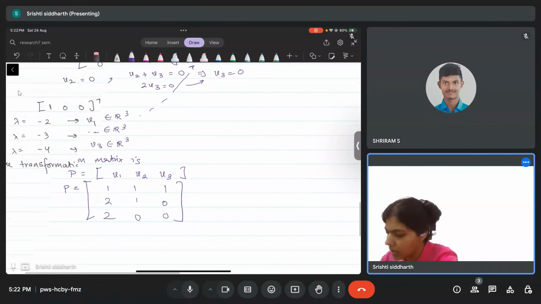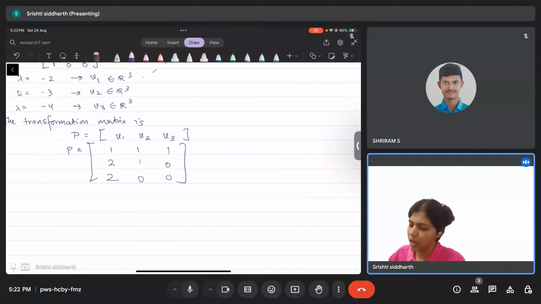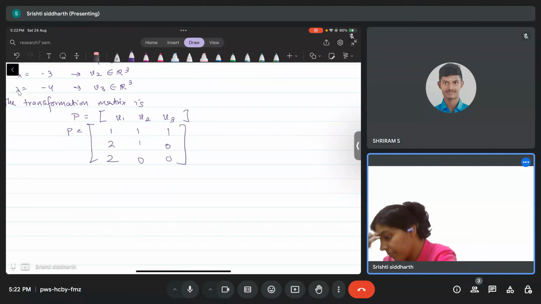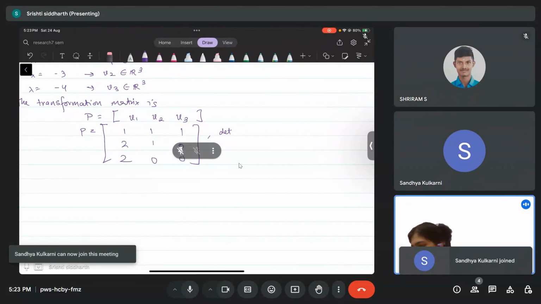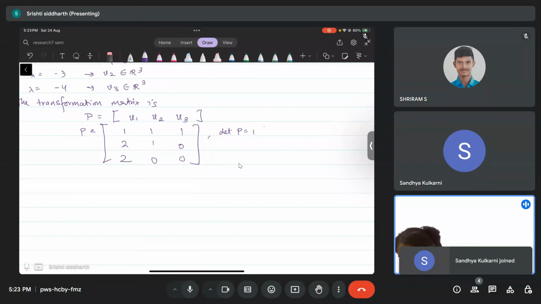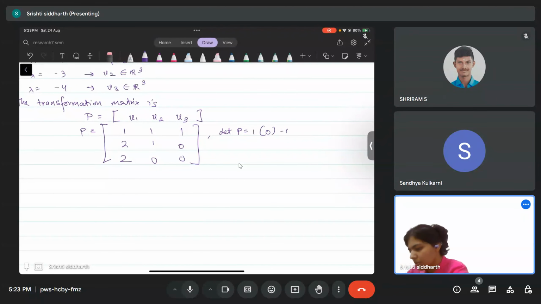So just check if P is invertible. That will give you a check that you have calculated this P matrix correctly. So let's see. The determinant of P is -0, -1, let's say 0, and -1. Alright, so P is invertible.